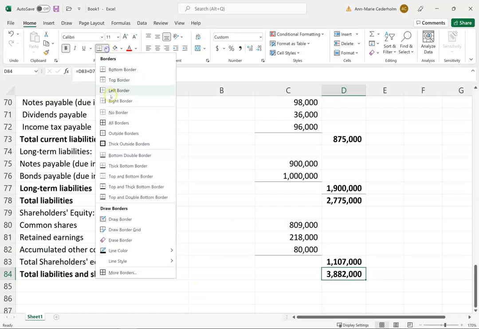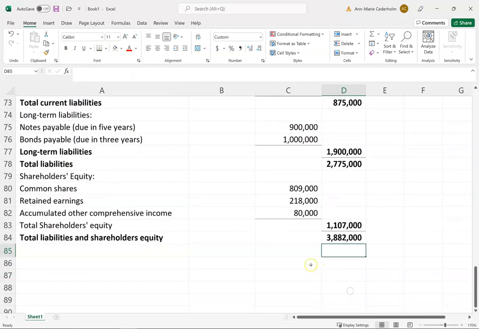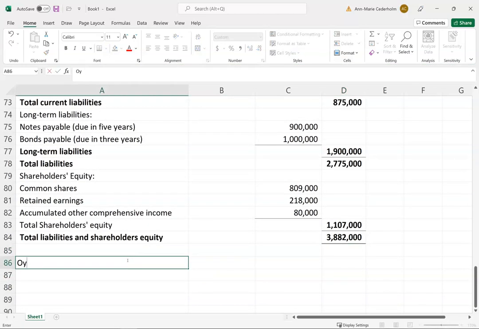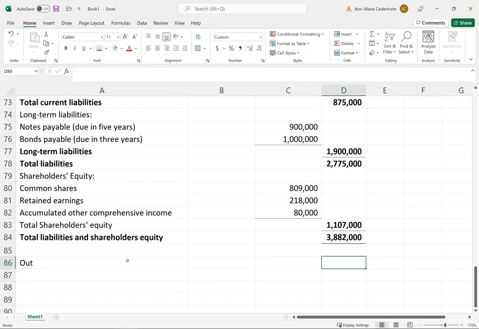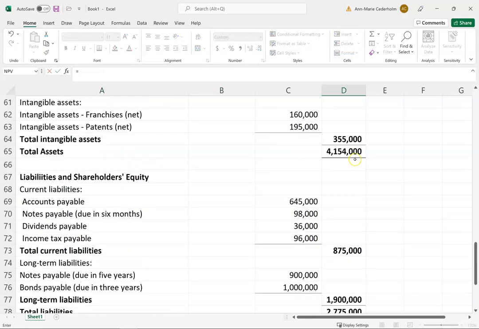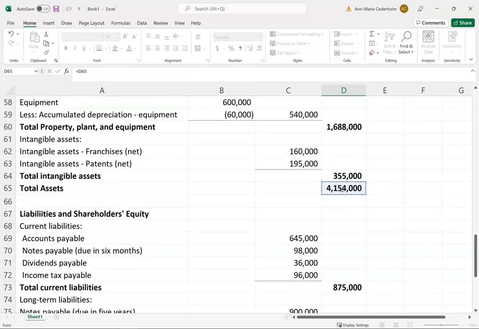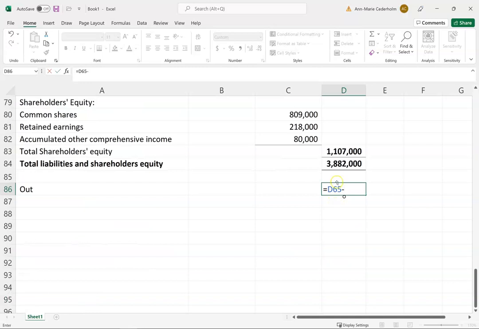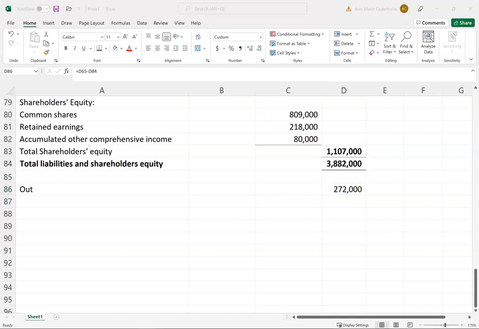So now what I like to do is see how much I'm out, because technically my assets should equal my liabilities and shareholders' equity. So I'll take my total assets and minus my liabilities and shareholders' equity. So I'm out of balance by 272,000.